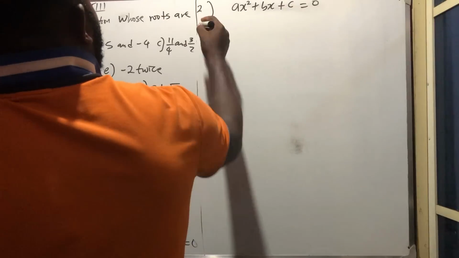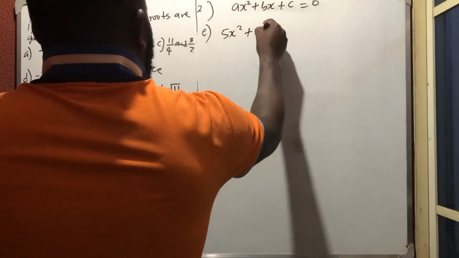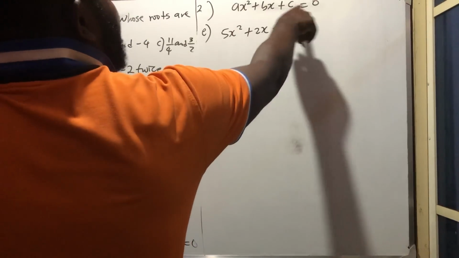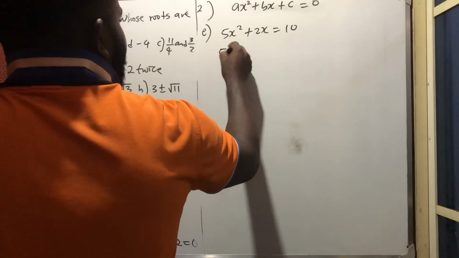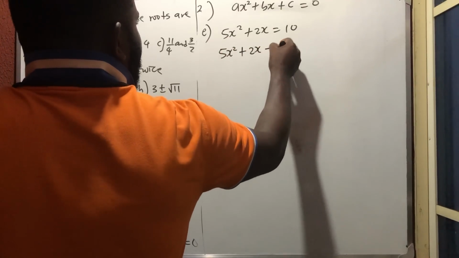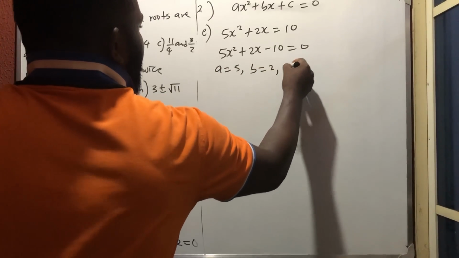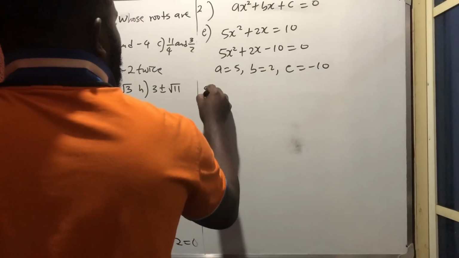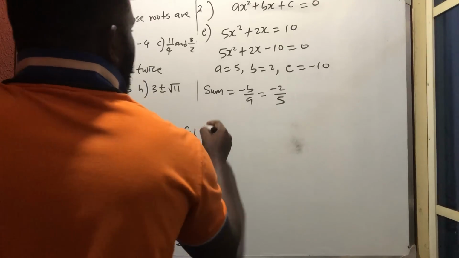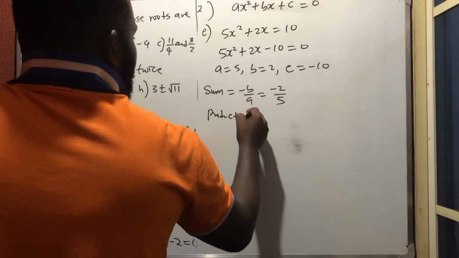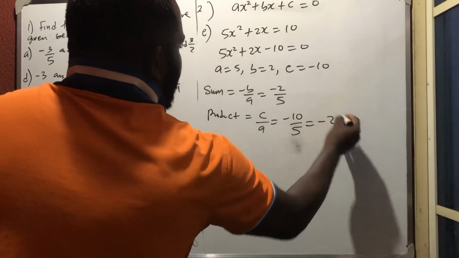So let's go to the next one, E and F. For E, they gave me that 5x squared plus 2x is equal to 10. So it must be in this type of equation, equal to 0. So we have to bring this one to this side to have 5x squared plus 2x minus 10 is equal to 0. Automatically my a is 5, my b is 2, and my c is minus 10. So the sum is simply minus b over a, which is minus 2 over 5. And then the product is simply c over a, which is minus 10 over 5, which is minus 2.